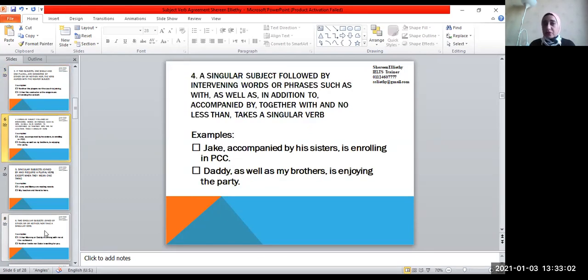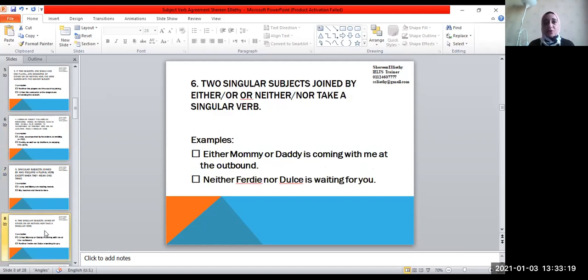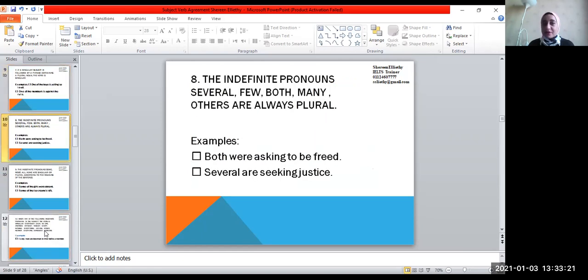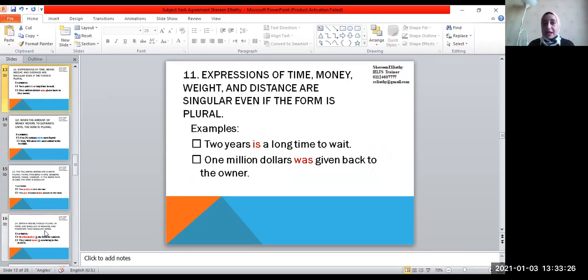We also spoke about the intervening words or phrases like with, as well as. They still take a singular verb, and the rest, of course, because there are too many rules. But I try to remind you of the most important rules that we covered today. You can, of course, look at the explanation of every rule, look at the examples, and try the exercise at the very end of today's lesson.